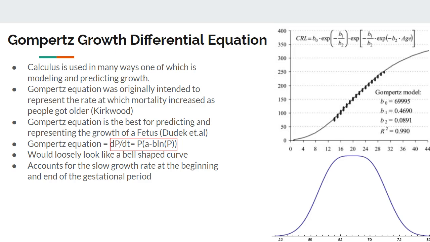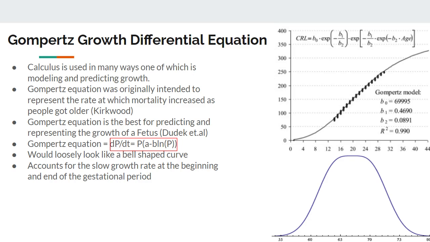This differential equation looks like dp divided by dt equals p times, in parentheses, a minus b times the natural log of p. This equation represents the growth rate, while the equation in the graph to the right would be an interpretation of the integral or antiderivative of the differential equation that best fit this study. This means that this graph is showing the CRL of the fetus during different gestational ages, which is why it is always increasing, because the fetus will never shrink.